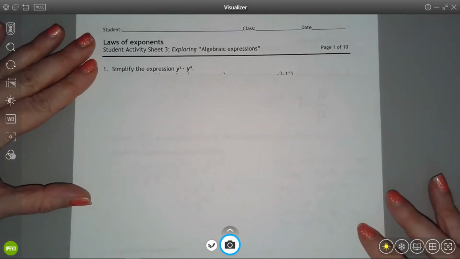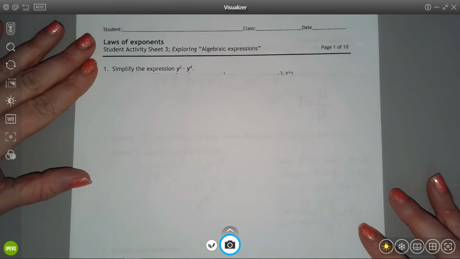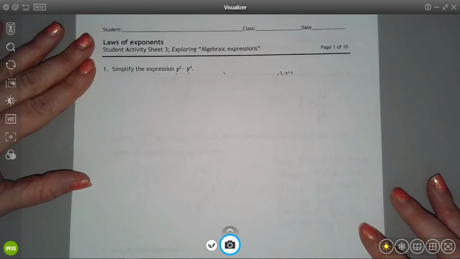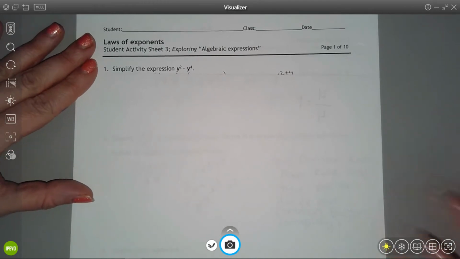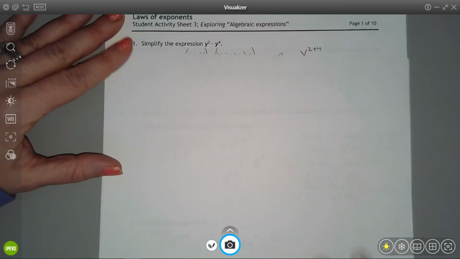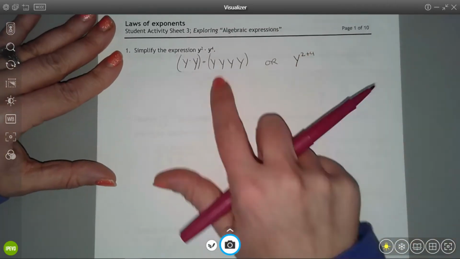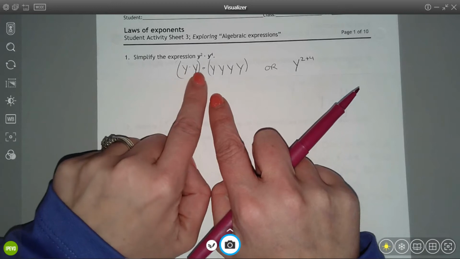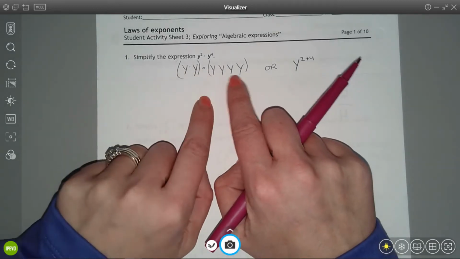So this first question says to simplify the expression y to the second times y to the fourth. Well, let's use what we know based off of student activity sheet 2. What I know is that y squared is like saying y times y, and y to the fourth is y times y times y times y.